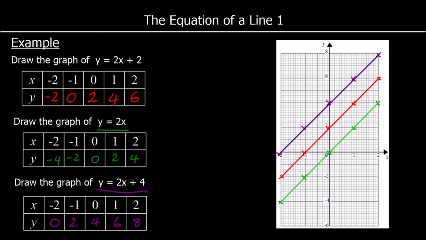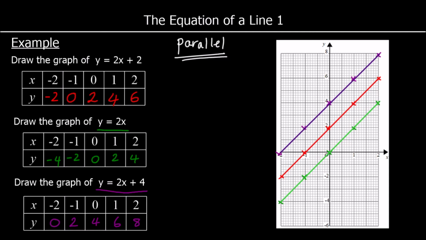So what do we notice about these graphs? These graphs we call parallel. They're all running in exactly the same direction. They are parallel lines. And what do you notice about the equations?